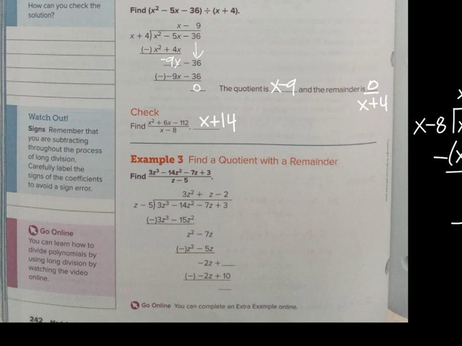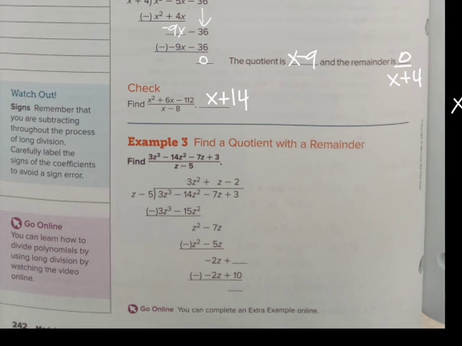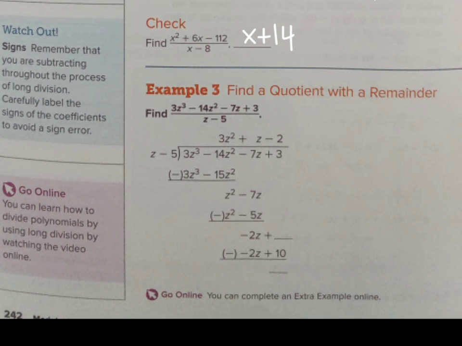All right, moving on to the next example. Everything is the same. We still get the requirements we need, and we still set it up the same way. What we're dividing by is on the outside. What we're dividing into is on the inside. Make sure these are in order, by the way, or otherwise it might throw you off.